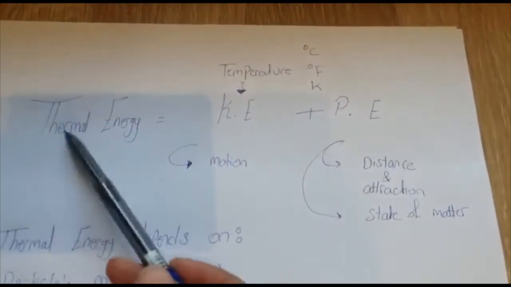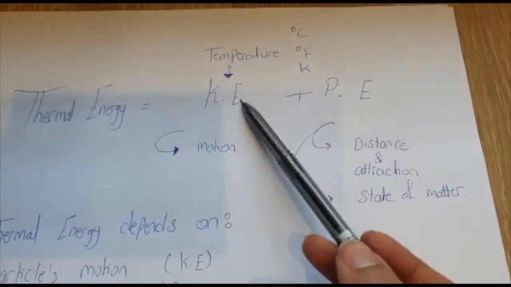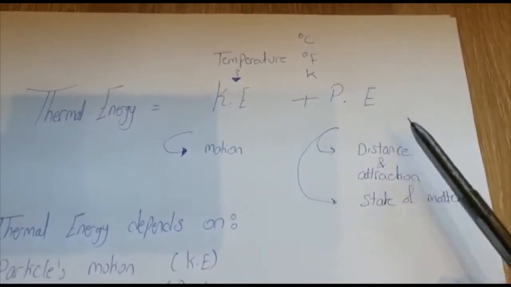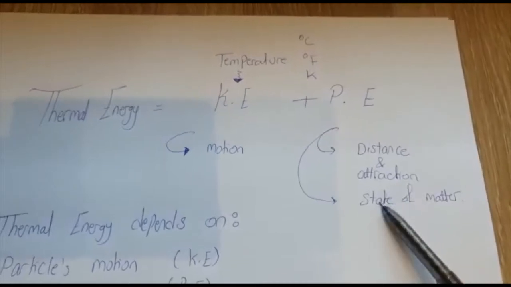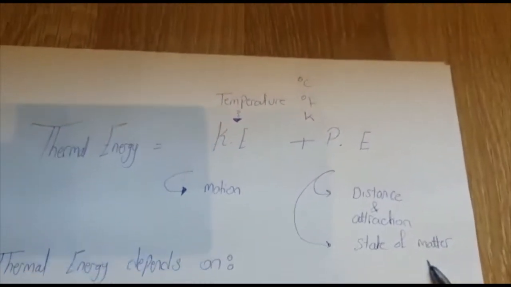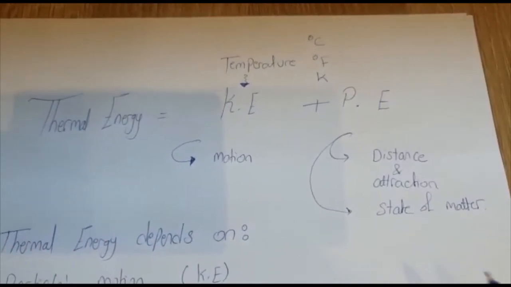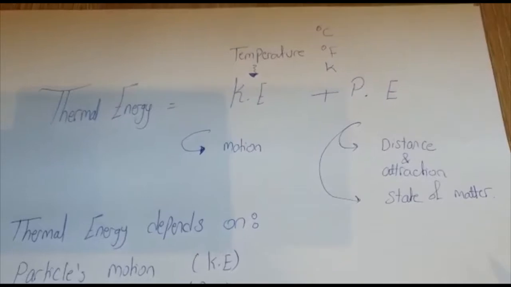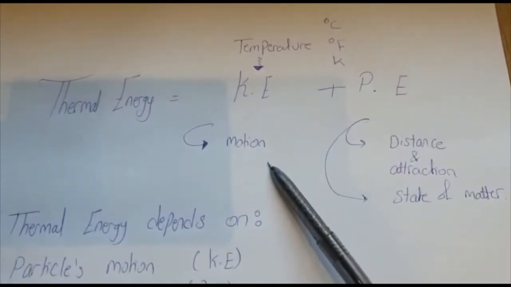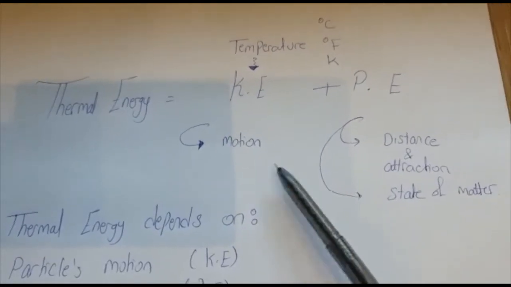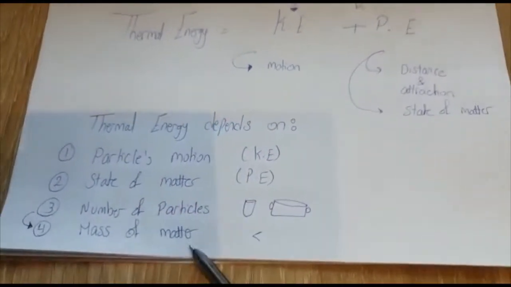As we said, the thermal energy is the sum of kinetic energy and potential energy. Kinetic energy represents the motion, potential energy represents the distance and the attraction between the particles, which differ from one state of matter to another, right? So if I wanted to say what factors affect the thermal energy of matter, what do you think? The motion of the particles, the state of matter, the number of particles and mass.